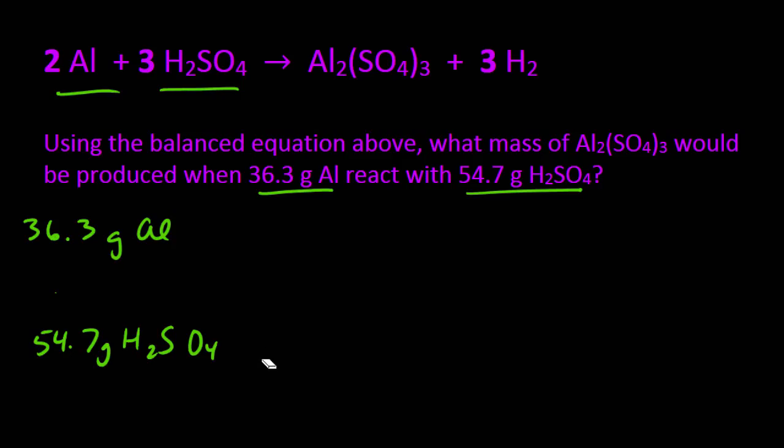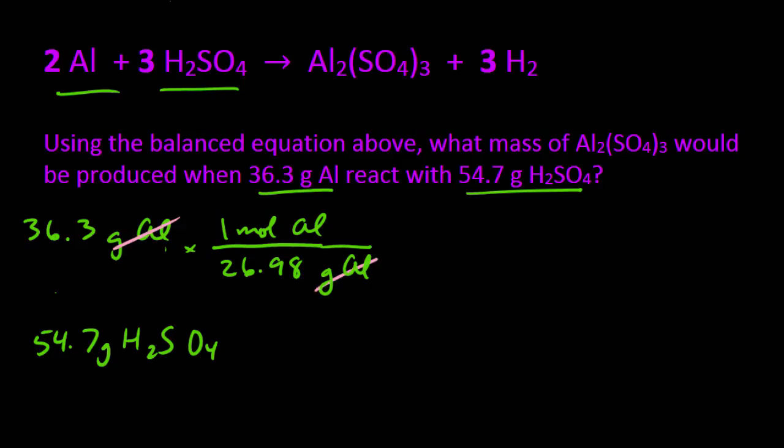We'll start with the 36.3 grams of aluminum, and the first step on this one is to convert this quantity to moles. So we'll place the 1 mole of aluminum on top. On the bottom, we put the molar mass of aluminum. We look it up on the periodic table. We see that the atomic mass for aluminum is 26.98 AMUs, which means we have 26.98 grams of aluminum in every 1 mole. Grams of aluminum cancel out.